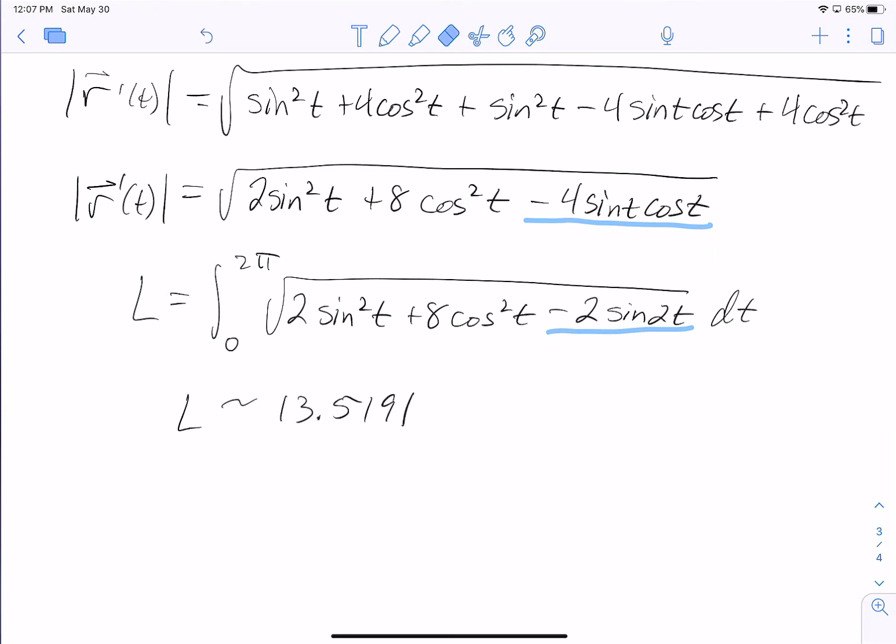13.5191. Folks, for most of the work we're going to do, I'm going to want you to do the integrals by hand, but this was prohibitively difficult, and so I do want you to be aware that that tool does exist.